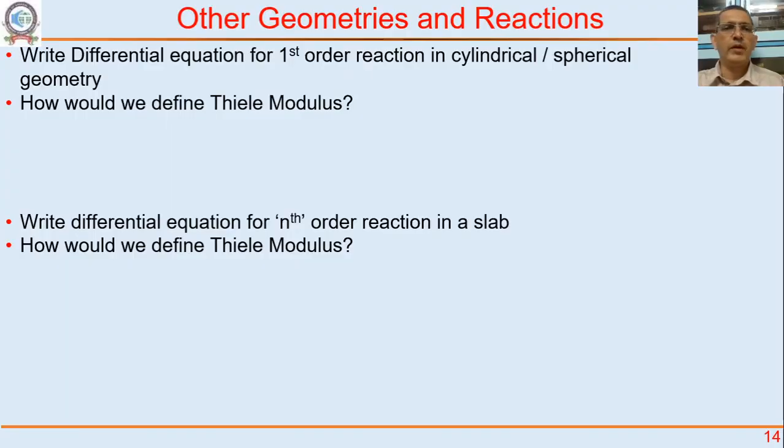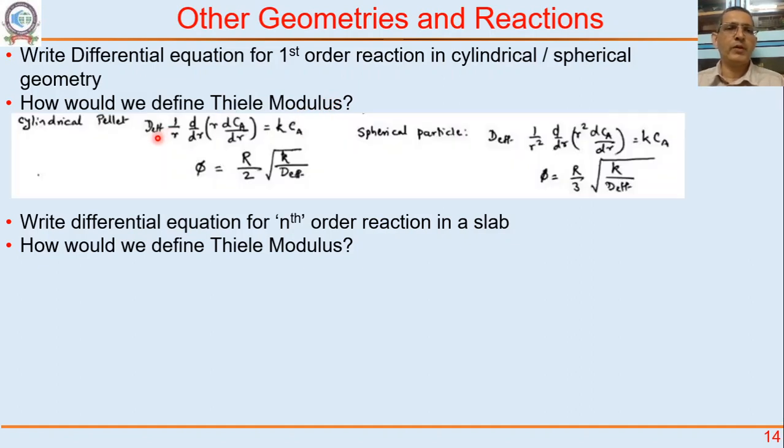Now I want you to think about this differential equation that we have written for a slab. I want you to write it down for other geometries. Our catalyst could be cylindrical in shape, a catalyst pellet, or in the form of spherical particles. Write down the differential equation for first order reaction, diffusion and reaction in cylindrical or spherical geometries. And then once you write it down, how do you define Thiele modulus? That's what I want you to think about. Pause and do it for yourself.